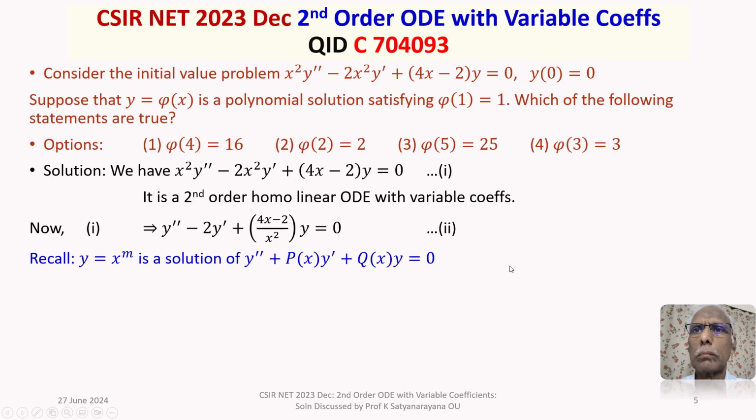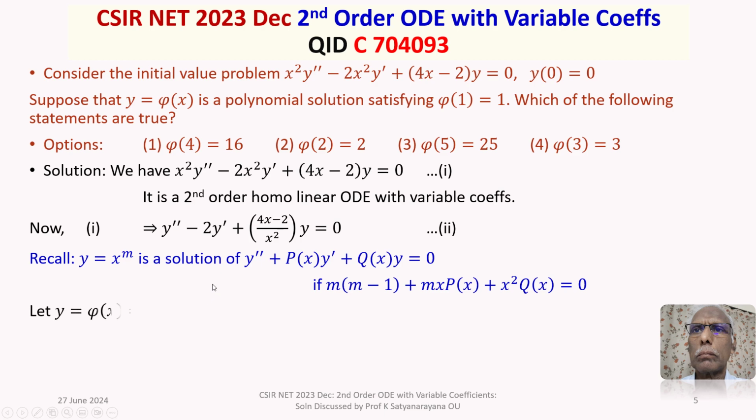Then you will get m into m minus 1 from here plus m x into p of x from here plus x square into q of x, and a term x to the power of m minus 1 will be obtained. We have cancelled that one, and so that is the condition.